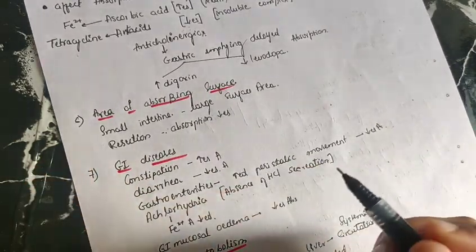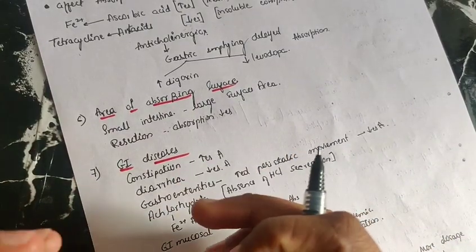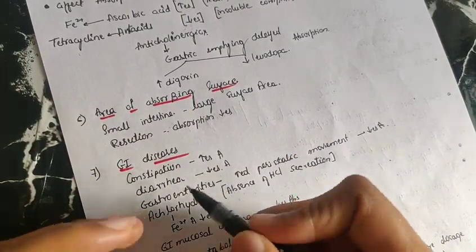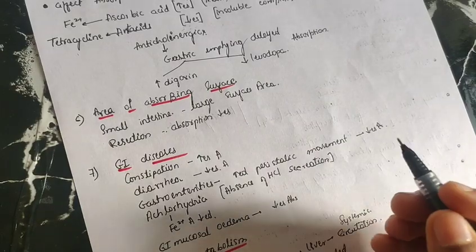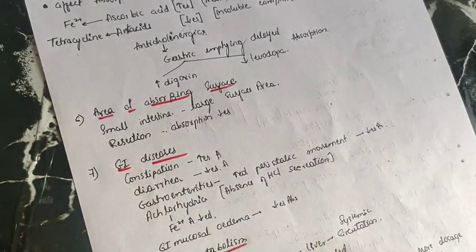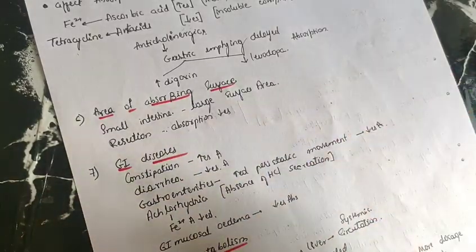And another factor will be GI diseases. In constipation, the content is retained, which gives more time for absorption, so absorption is increased. In diarrhea, there is more loss of the content, so absorption is decreased. In gastroenteritis, peristaltic movements are increased, so the content moves faster and the absorption will be decreased.